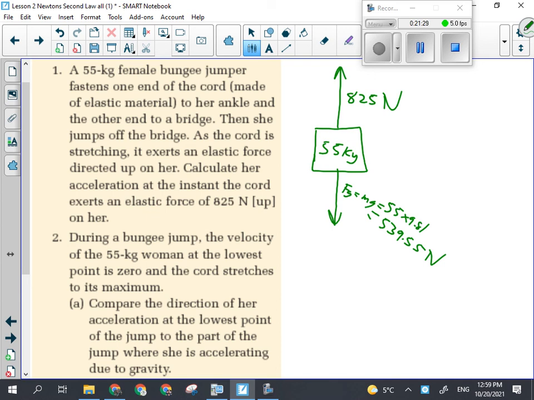So if I want to calculate the acceleration, the first thing I need to do is find my net force. That'll be the vector sum of all forces. So that'll be 825 newtons up, minus or plus negative 539.55 newtons.